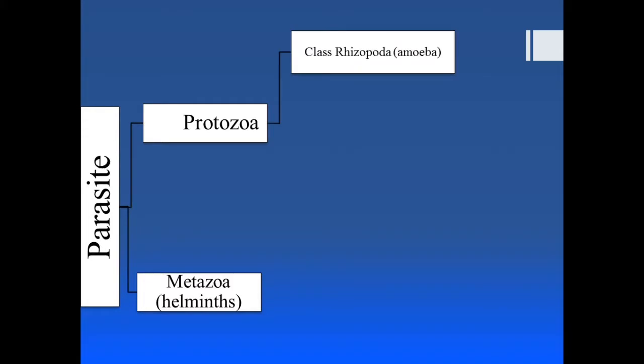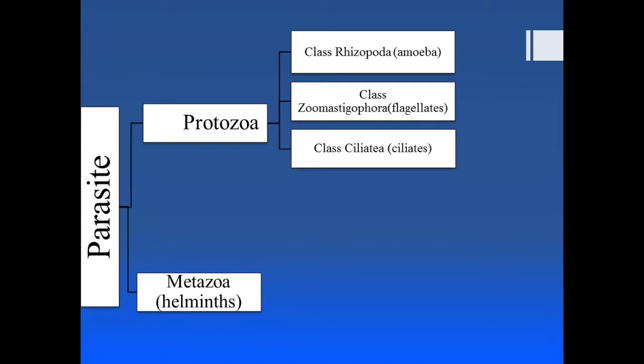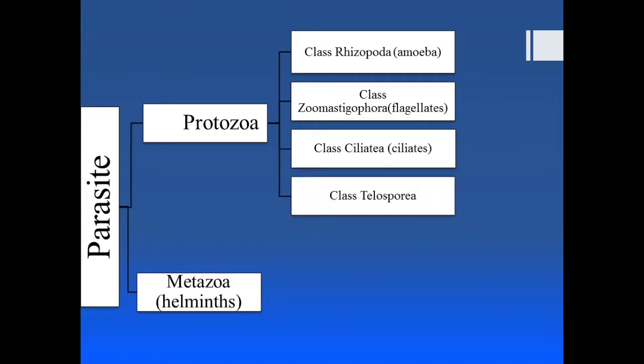Now the protozoa are then classified on the basis of the organelle of locomotion into the class Rhizopoda, and they have pseudopodia as their organelle of locomotion. Second, the class Zoomastigophora have flagella. The third, Ciliata, they have cilia, and finally the Telospora that we will be covering in this video don't have any organelle of locomotion.